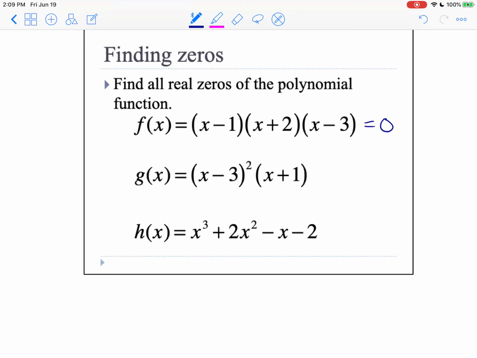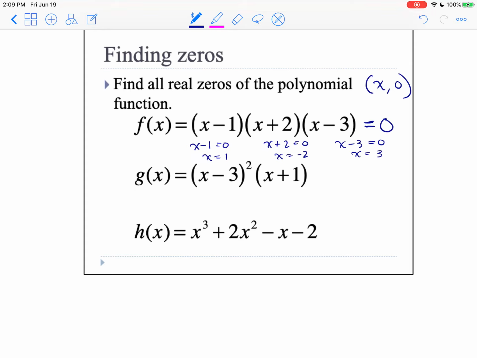So really it's saying find when this graph equals 0. That's why they're called zeros. I'm looking for some x value where the y value equals 0 on the graph. And so we're just going to use the zero product property here. And we know that if this whole expression equals 0, that means that either x minus 1 equals 0, or x plus 2 equals 0, or x minus 3 equals 0, which means that x equals 1, x equals -2, and x equals 3, which are the coordinates.